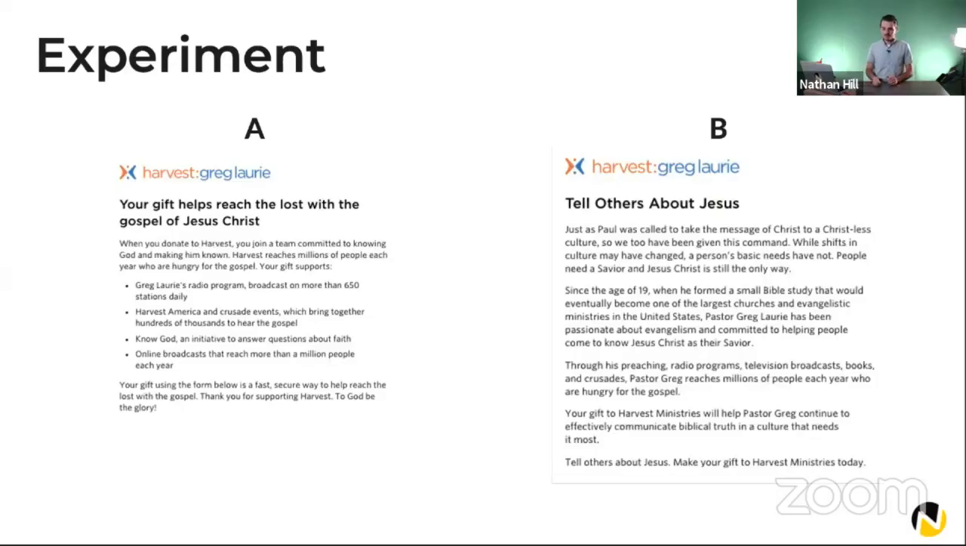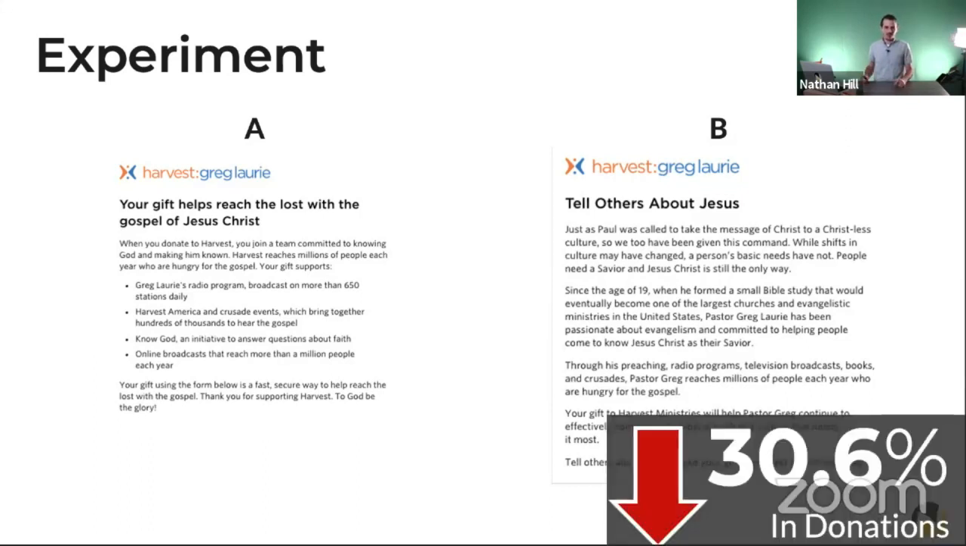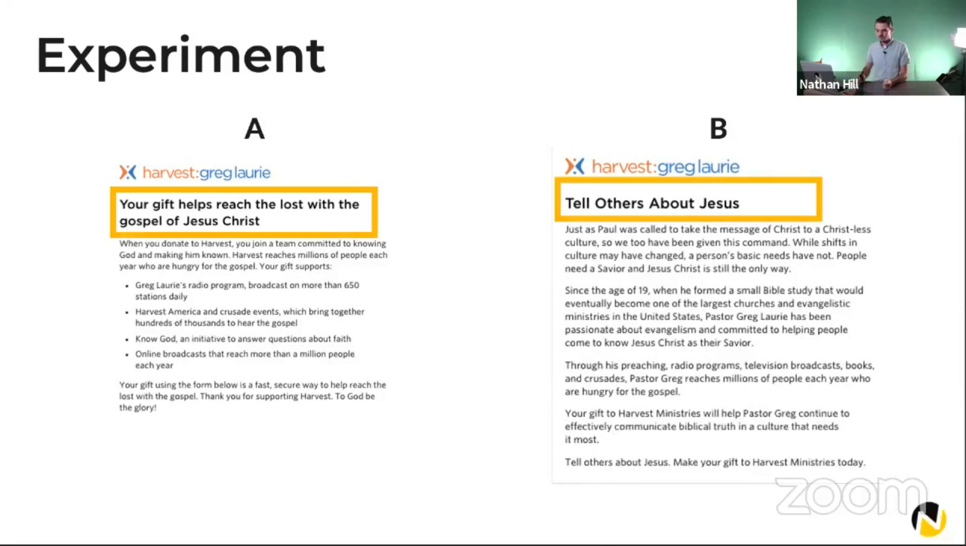Here's an experiment. Version A versus version B, these are the same page. The form is the same and all that stuff. The difference is really just in the copy. Now we're going to walk through this, but before we walk through it, let's look at the result. Version B, just up front, led to a 30% decrease in donations. And then obviously the question we need to ask is why? What actually happened that led to this decrease? And we can start to sort of tease out some of these reasons as we compare the copy. Version A versus version B.